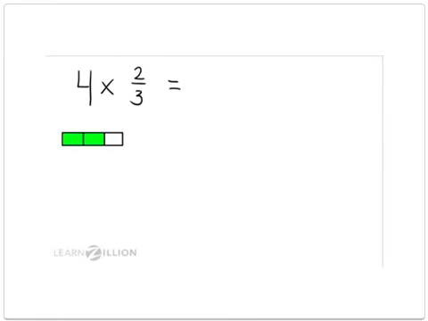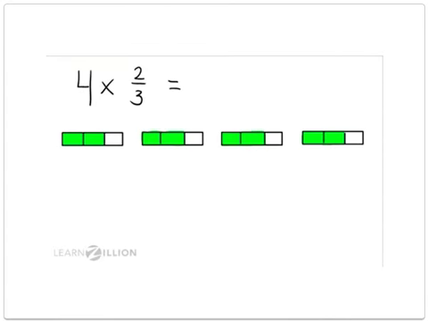4 times 2/3. Here's our fraction 2/3. If we are multiplying it times 4, we would have 4 visual models like this. 1, 2, 3, 4. Here's our fraction of 2/3 multiplied 4 times. So you can see that in our visual models, the denominator is still going to be 3. That will stay the same. But we can count up to find our numerator. 1, 2, 3, 4, 5, 6, 7, 8. Our numerator is 8.